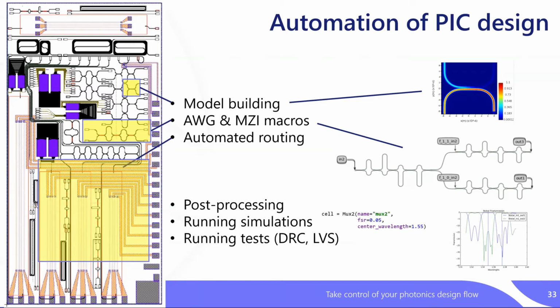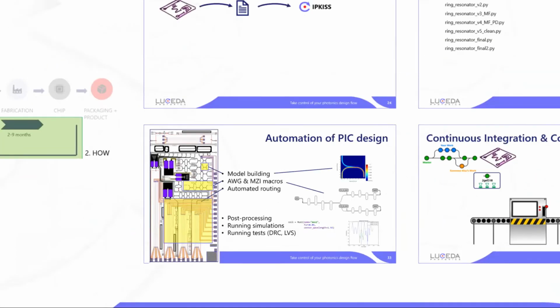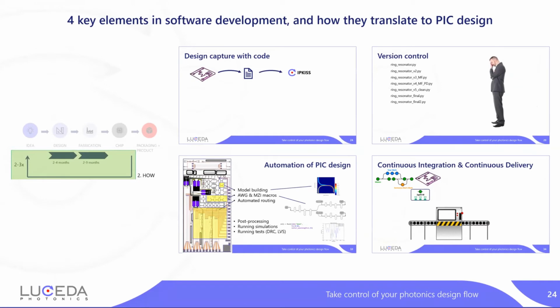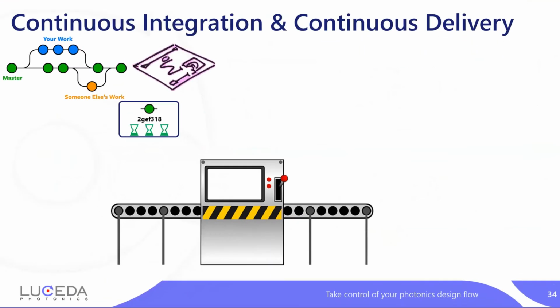fully automatically. And once you have this, if one year later you need to do a small variation, say you want to change the free spectral range of this Mux/Demux lattice, you just change it, rerun through the whole flow, and the chip will just adapt. And now when you bring everything together, this is where software development has made a lot of progress in recent days, and that is when you use continuous integration and continuous delivery. The concept is as follows.